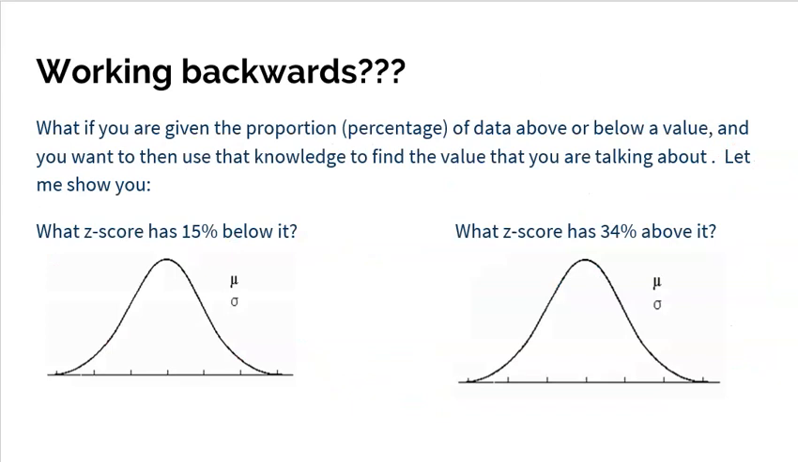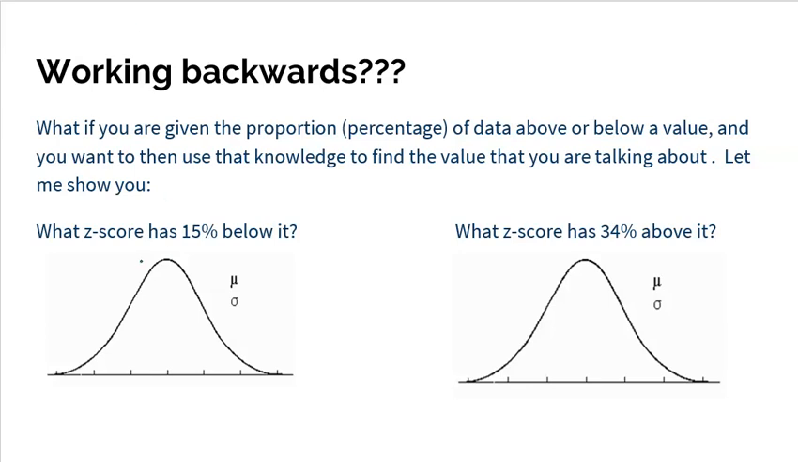All right, and the cool thing is we can also work backwards. You might be like, work backwards? What are you talking about? Well, what if we're given the proportion or percentage of data above or below a value? And we want to use that knowledge to find the value that you're talking about. Okay, let me show you what I'm talking about. That's a little bit confusing, but it'll make a lot of sense here in a minute.